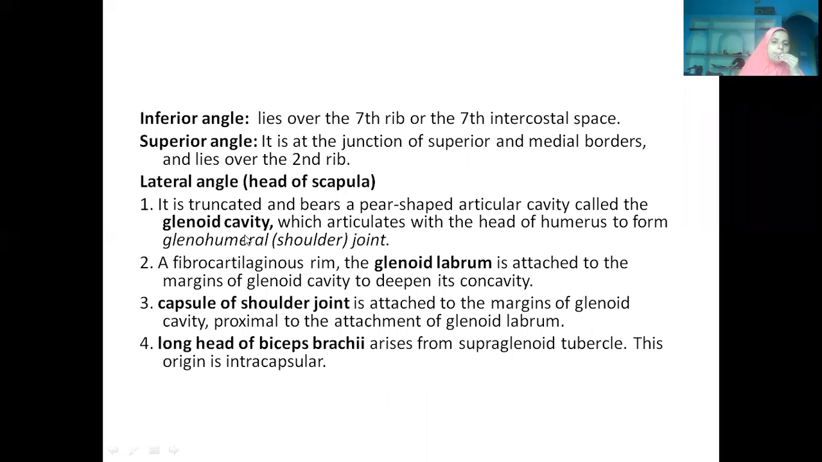The glenoid cavity is deepened by the attachment of a fibrocartilaginous rim. The fibrocartilaginous rim is actually called the glenoidal labrum, which deepens the glenoid cavity.